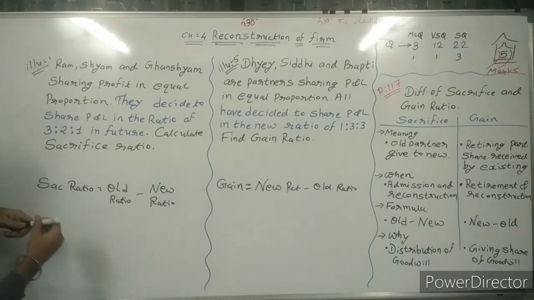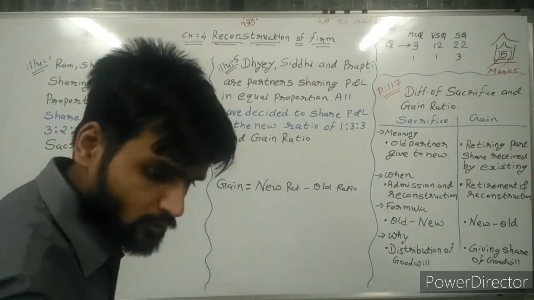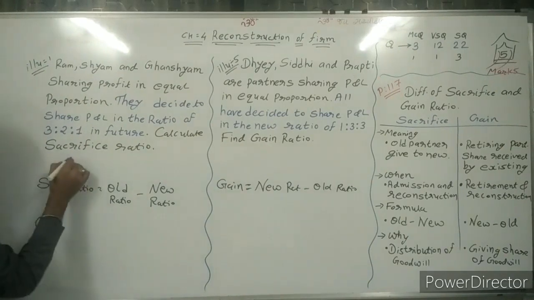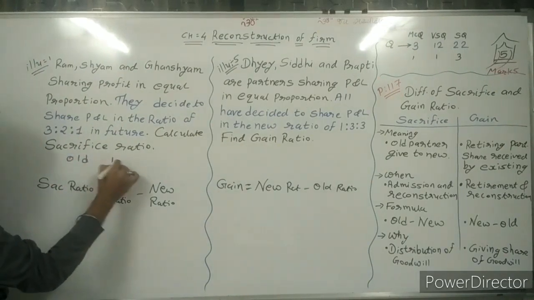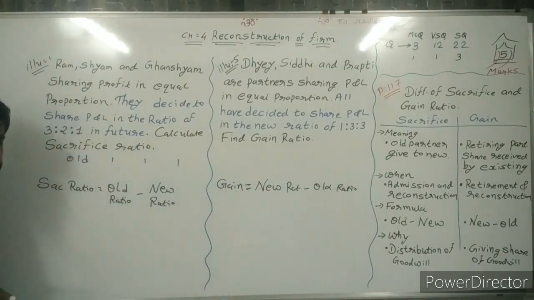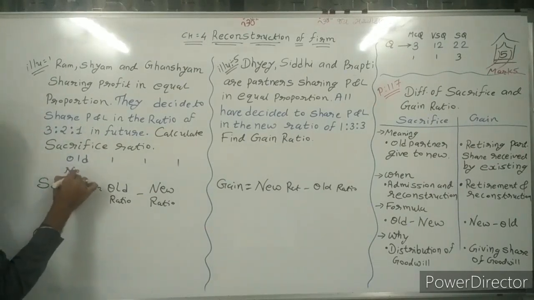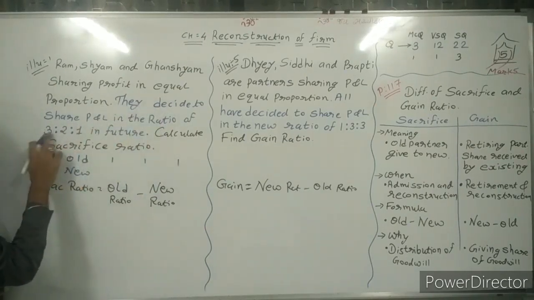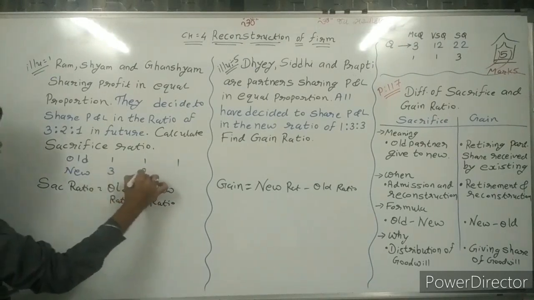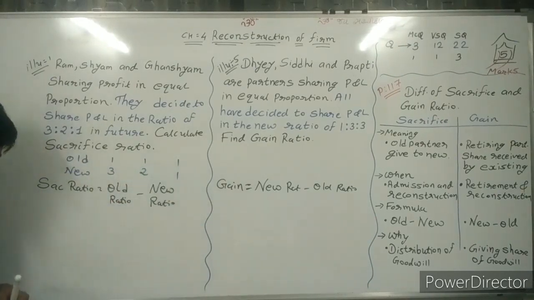We are writing their old ratio first of all. Old ratio is 1, 1 and 1. So write down the new ratio also. New ratio is 3, 2 and 1.